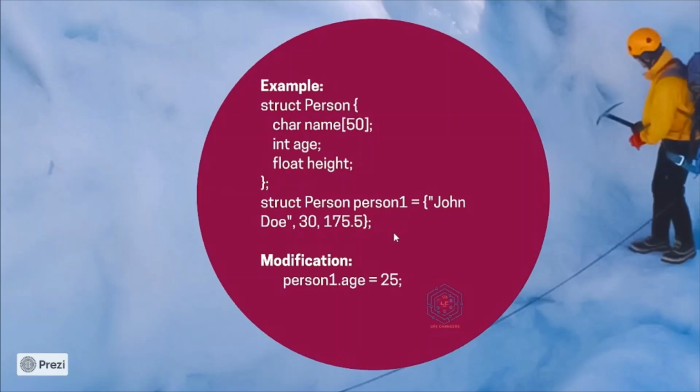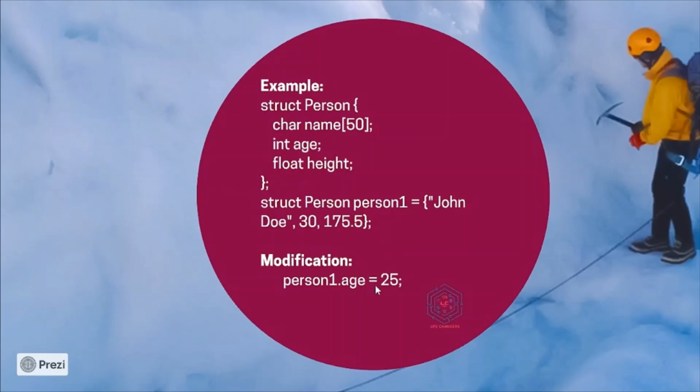If we want to add a second person, likewise we can use this format. For example, we provide the struct keyword, then we write the structure name, and then we can create another variable as person2, and inside, the values can be changed as per our requirements.